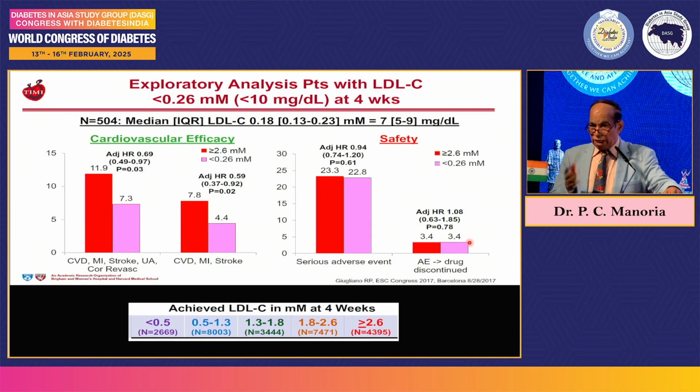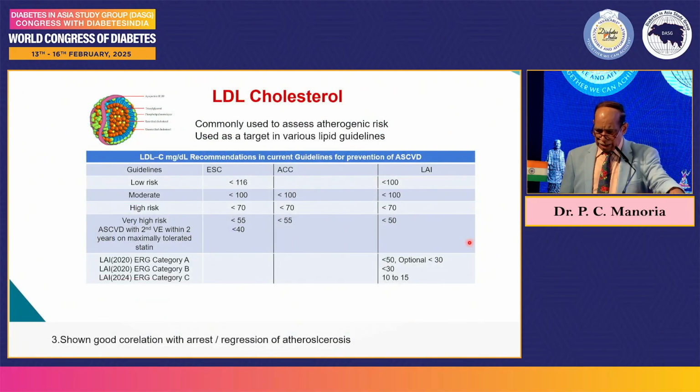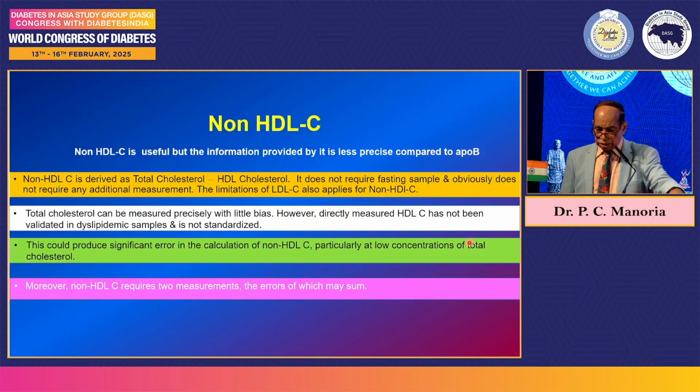And to add to this, the data from the subgroup analysis of the FOURIER trial: LDL less than 10, incremental benefit without any side effects. So you should not be scared of lowering LDL to any level in very high risk patients. These are the guidelines, recommendations for LDL cholesterol. Non-HDL is good because it gives you an idea about all the atherogenic proteins.